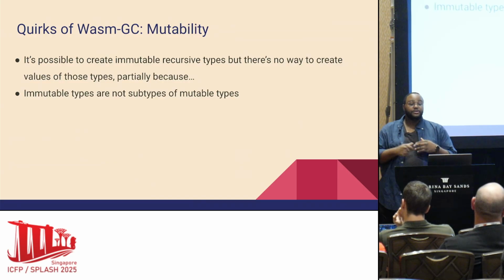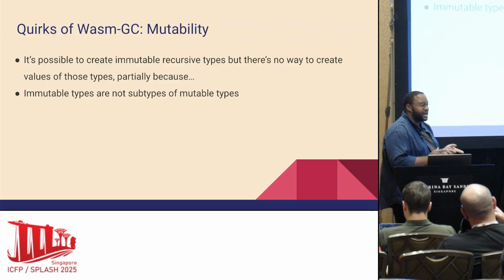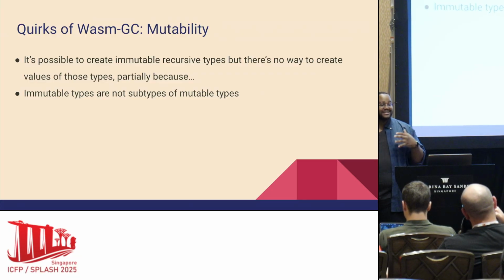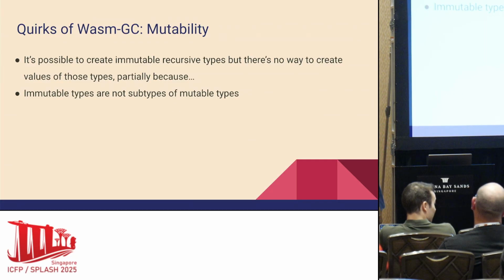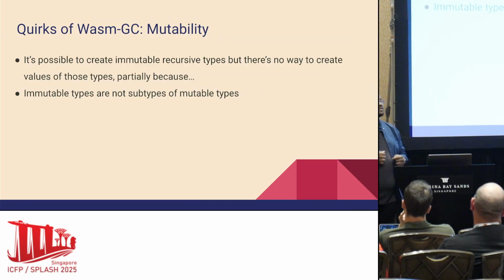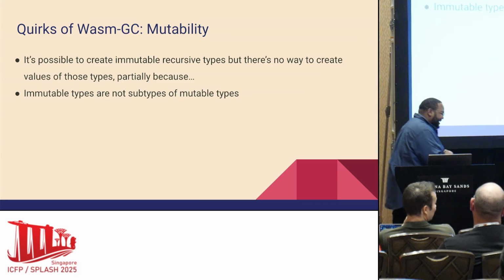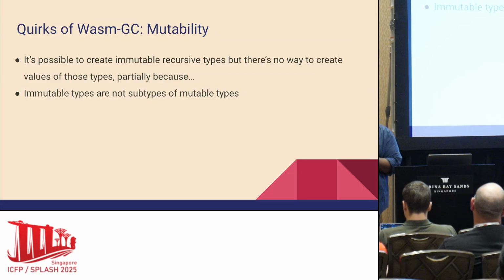The next is mutability. So it's possible to create immutable recursive types, but it's impossible to create values of those types. That's partially because immutable types are not subtypes of mutable types. I brought this up, and Andreas was like, just because your language has these immutable structures doesn't mean the implementation has to be immutable. But Andreas, I say this: I want it. And there are actual real reasons why you might want something like this. The first thing I think about is optimizations. It's very easy for your optimizer to see, oh, this object, it's immutable, it's never getting mutated, we can throw it away and do optimizations like that.